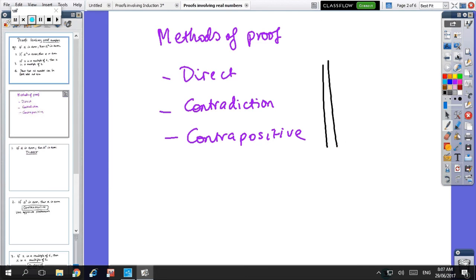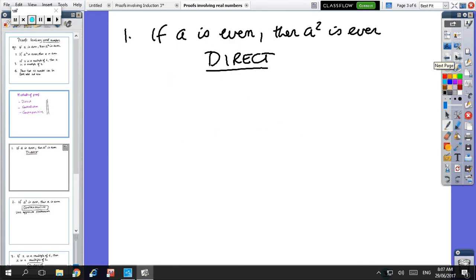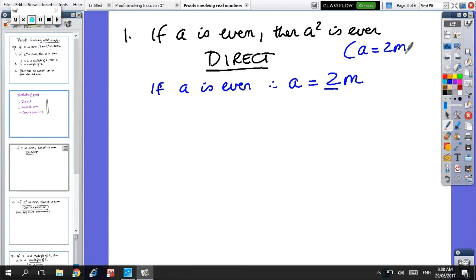Okay, so moving across. So if a is even, then a squared is even. And we can do this directly. Now we know that if a is even, then a can be expressed as a multiple of some other number. Okay, evenness is just defined as that. Just a reminder, if something's odd, we say it equals 2m plus 1. So just remember that for oddness, but we're going to do even, obviously.